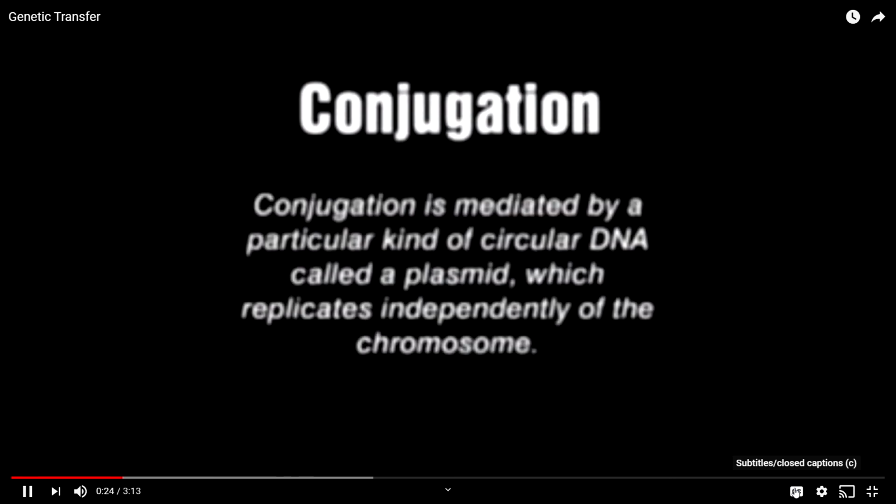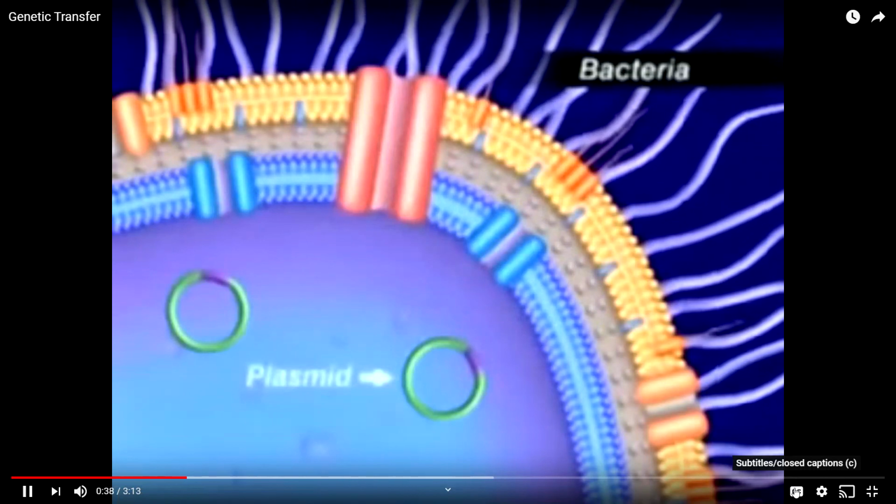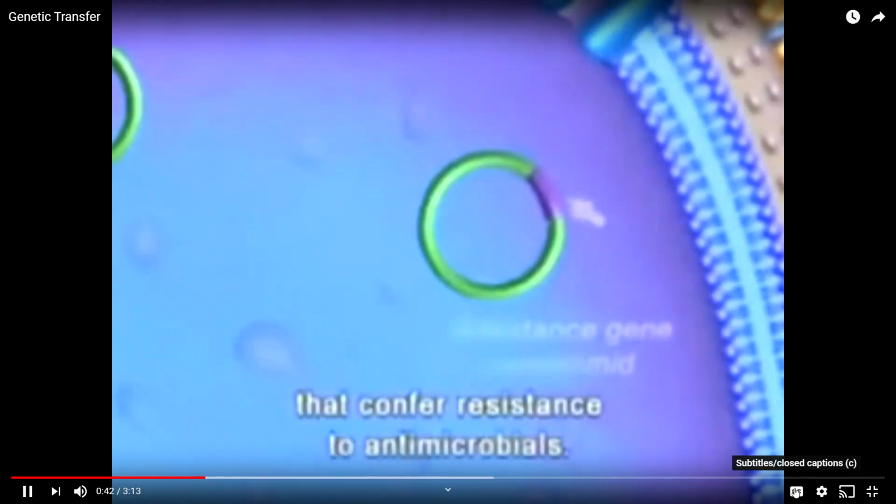Conjugation. Conjugation is mediated by a particular kind of circular DNA called a plasmid, which replicates independently of the chromosome. Many plasmids carry genes that confer resistance to antimicrobials.